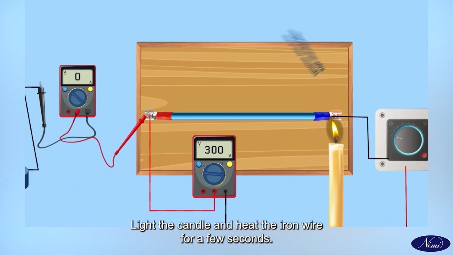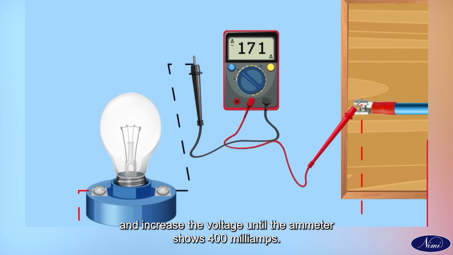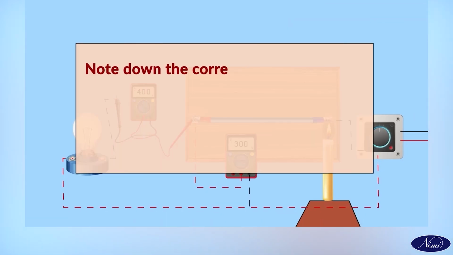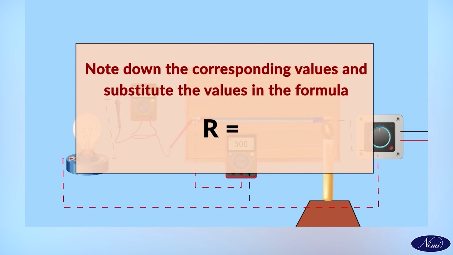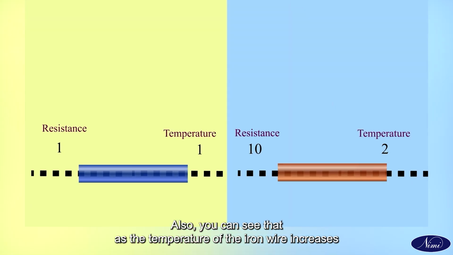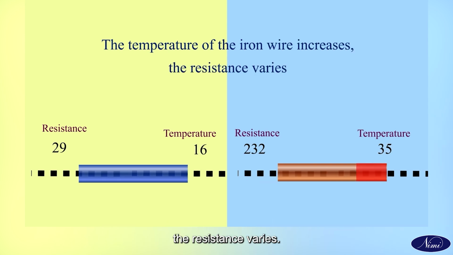Light the candle and heat the iron wire for a few seconds. Switch on the variac and increase the voltage until the ammeter shows 400 milliamps. Note down the corresponding values and substitute them in the formula R = V/I. Compare the two values of resistance. Also, you can see that as the temperature of the iron wire increases, the resistance varies.